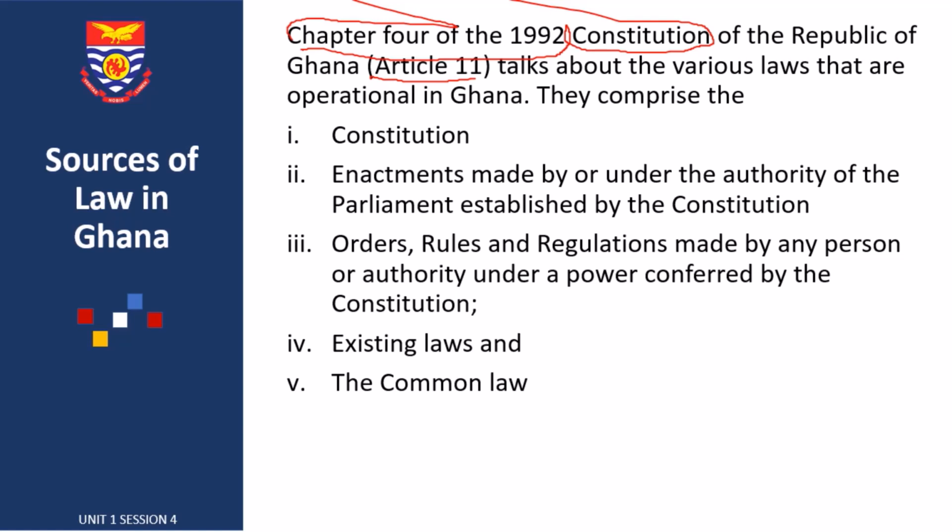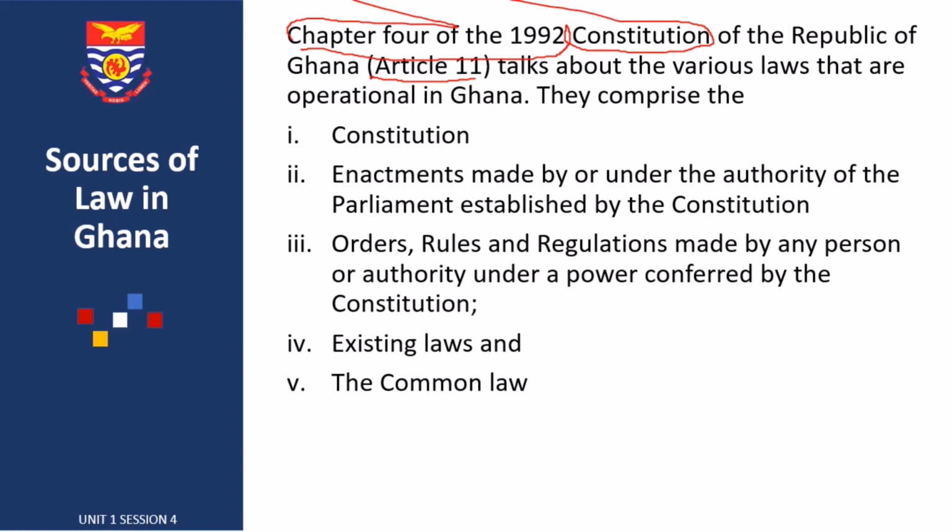We also have orders, rules, and regulations made by any person or authority under a power conferred by the Constitution. So these also become part of our laws, and they should be laid before Parliament 21 days before they become law. We also have the existing laws.